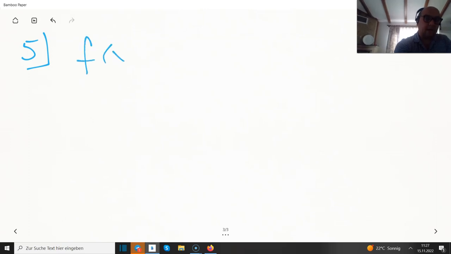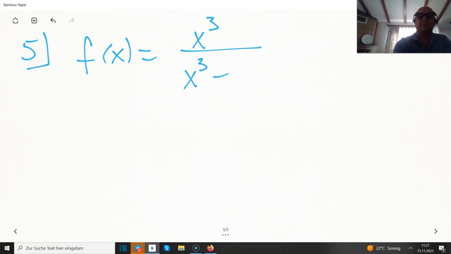F of x equals, let's say, yeah, x cubed divided over x cubed minus, I don't know, 2 or something. What will happen here? Well, you see the limit in this case, so the numerator and the denominator are equal. Well, almost equal. Let me write it differently. So let me write it this way.